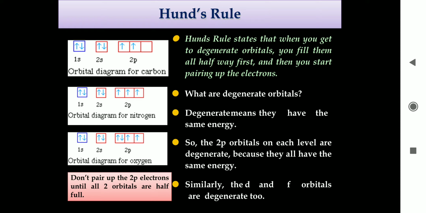In the orbital diagram for nitrogen, its 2s and 2p are shown in red color. Here these 3 2p orbitals are degenerate orbitals. In the orbital diagram for oxygen, the 3 2p orbitals are degenerate orbitals. See, in all these 3 cases, the electrons do not pair up the 2p electrons until all 3 orbitals are half full.